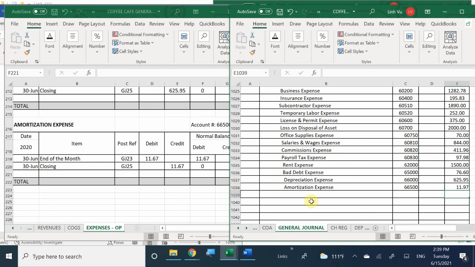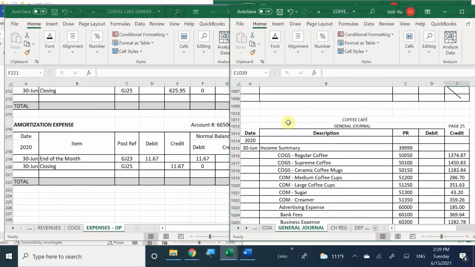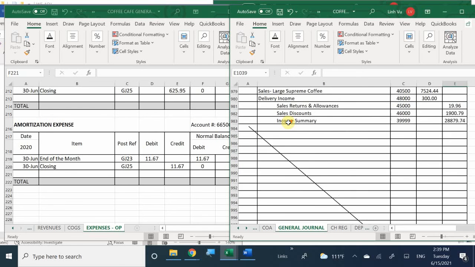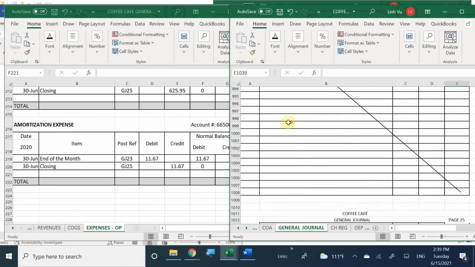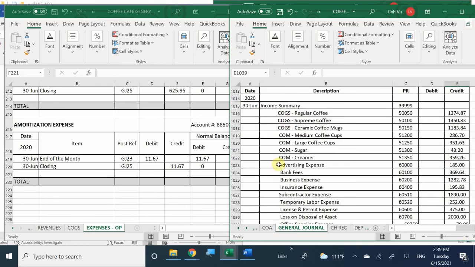For 11.67. Oh, I think we forgot to put its description up here too. We can go ahead and edit that and fix it too.